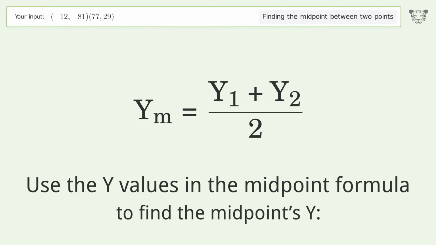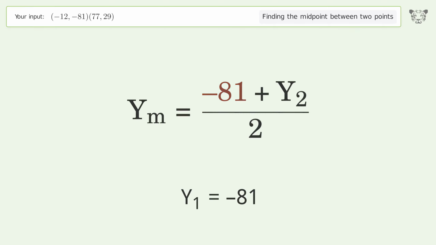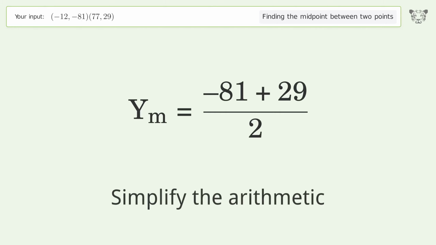Use the y values in the midpoint formula to find the midpoint's y. y1 equals negative 81. y2 equals 29. Simplify the arithmetic.